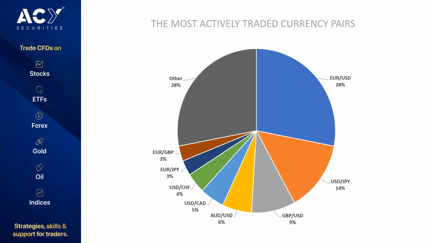Now, the euro US dollar is the most actively traded because Europe and the US are very active trading partners. So millions of currency transactions occur as companies do business.